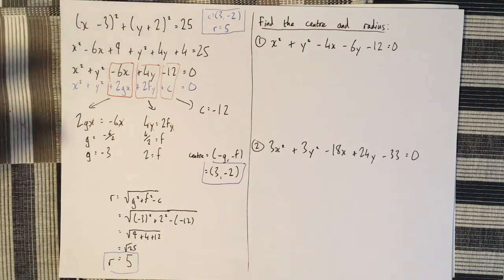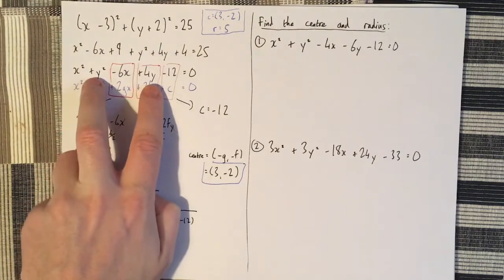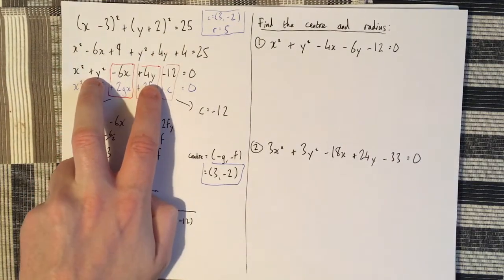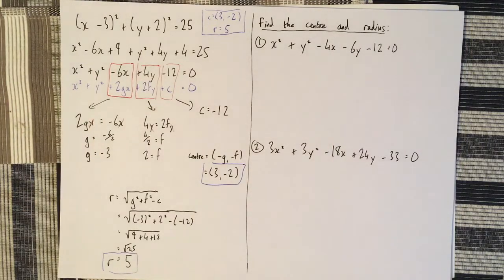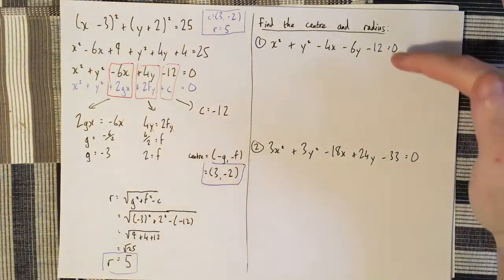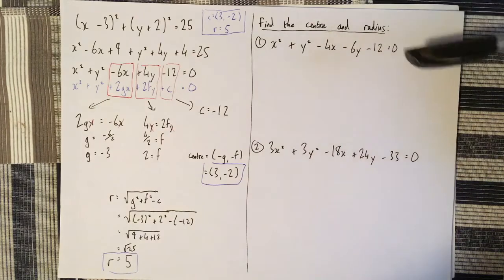So the form you get the question in will dictate what formula you use. Okay, so left hand side not multiplied out, use the h and k formula. Left hand side multiplied out and everything moved to the left hand side equal to 0, use the g, f, and c formula. Okay, so I'll just do 2 more examples over here using the g, f, and c, and wrap it up then. So x squared plus y squared minus 4x minus 6y minus 12 is equal to 0.